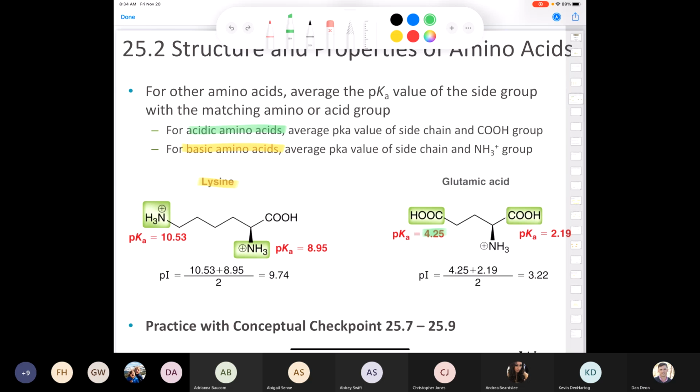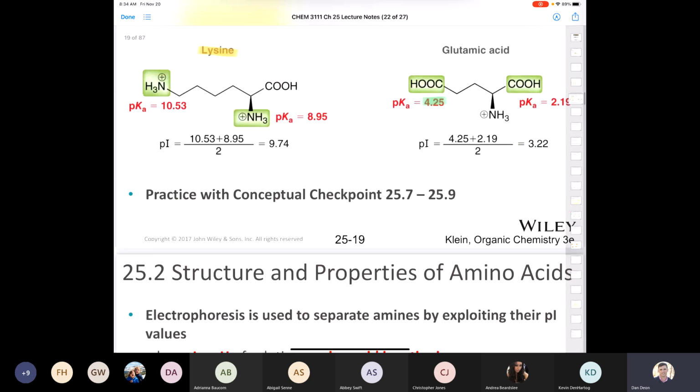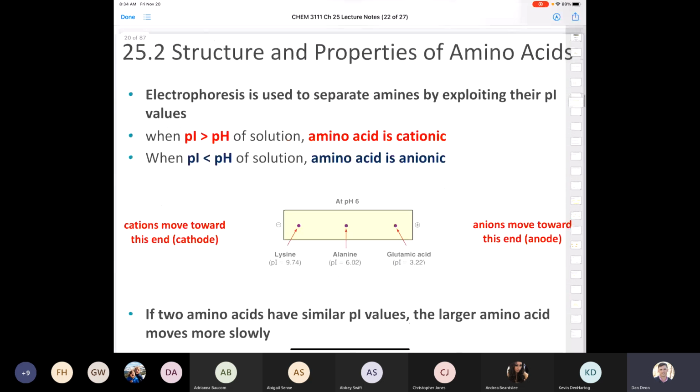Now, is there any consequence of isoelectric point? Is there any information that I could garner from that, or is there anything useful I could do with an isoelectric point? Yeah, absolutely there is. If you've ever heard of electrophoresis, I'm sure that many of you have tried gel electrophoresis in a biology lab, for example. Well, we can actually separate amino acids by exploiting their isoelectric values. It says here separating amines, but it should say separating amino acids.